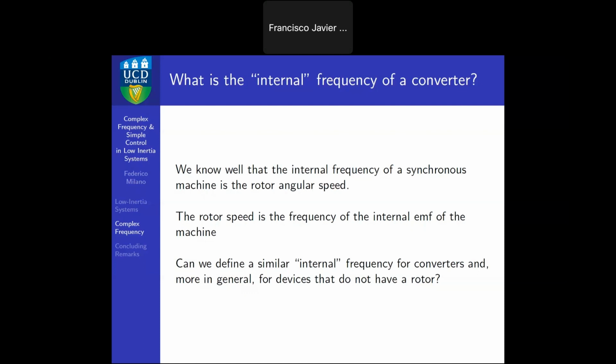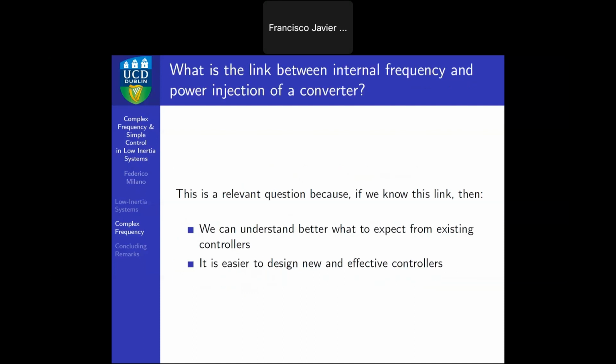In the case of the synchronous machine, we would obtain the classical model of the machine with the EMF behind the reactance. I don't talk about it because that is the result. Okay. What happens when we don't have a synchronous machine?